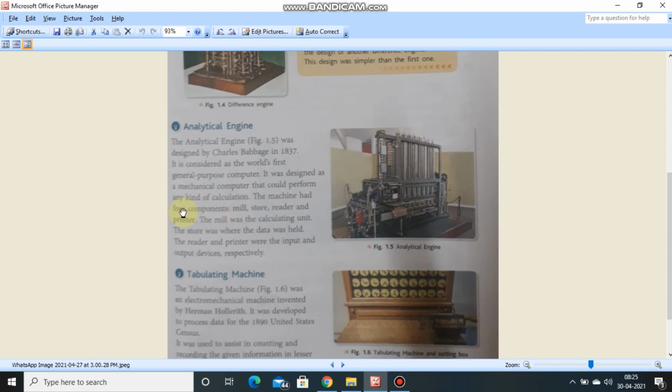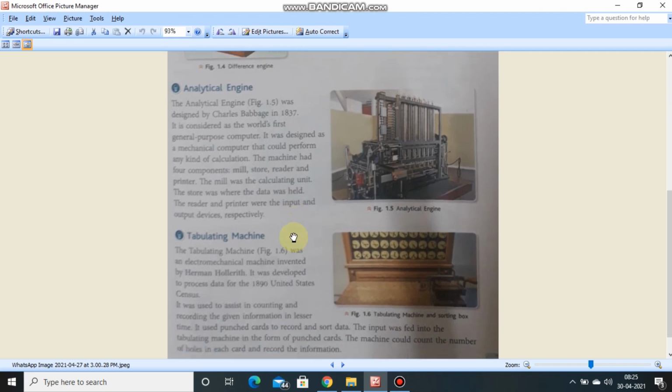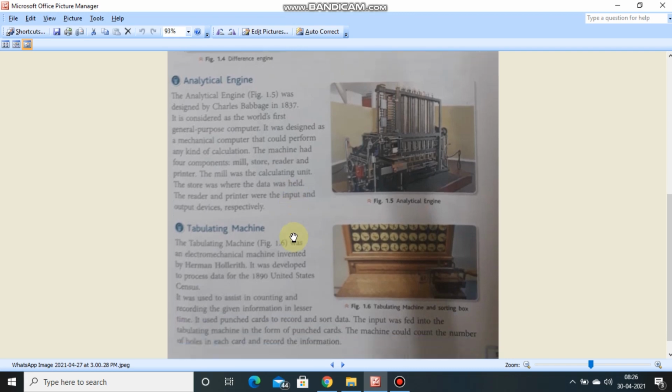The machine had 4 components we discussed. Mill, the calculating unit. Store, where the data is held. Reader, the input device, and printer, the output device. The mill was the calculating unit, the store was where the data was held, and the reader and printer were the input and output devices respectively.